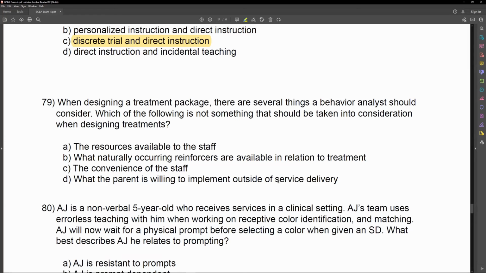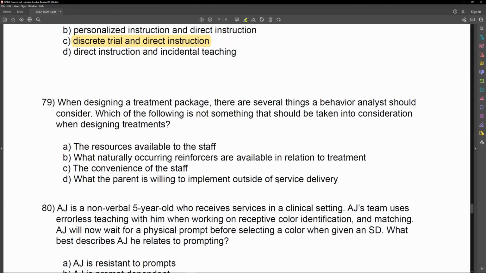What about B? What naturally occurring reinforcers are available in relation to treatment? Do you need to consider, when you teach and reduce skills and behaviors, how the natural environment will respond? What is going to reinforce those skills or those behaviors after we're done? That is something we need to think about, okay? If we're going to teach a skill where no naturally occurring reinforcers are available, how will that skill ever maintain? How will that skill ever generalize? So B is something to definitely consider.